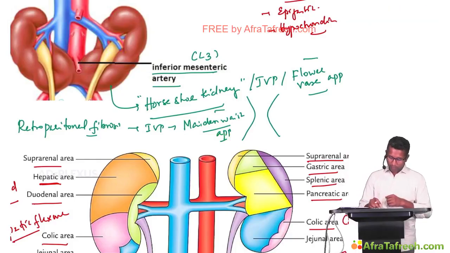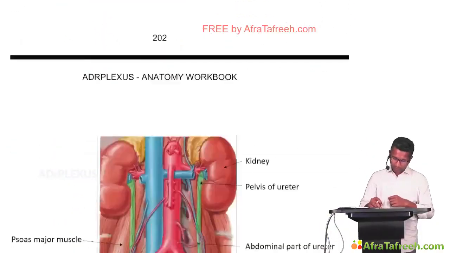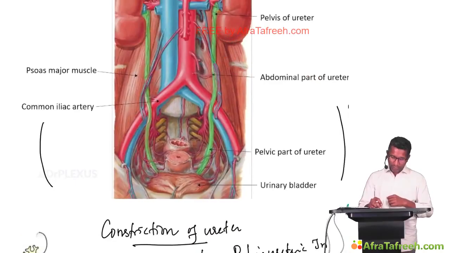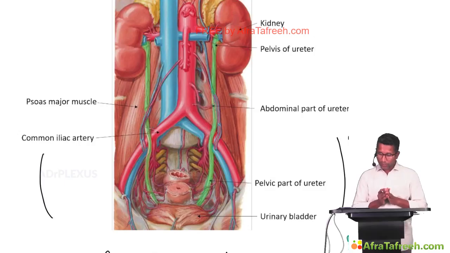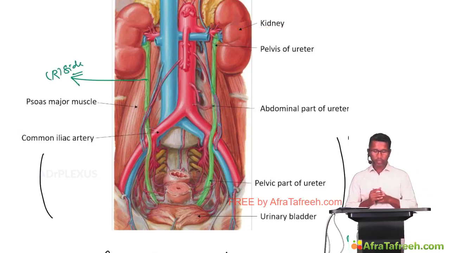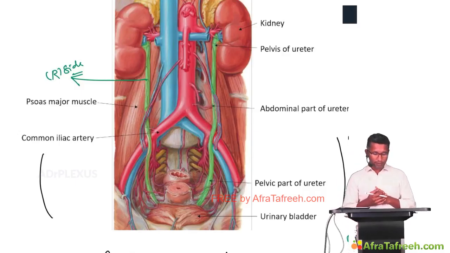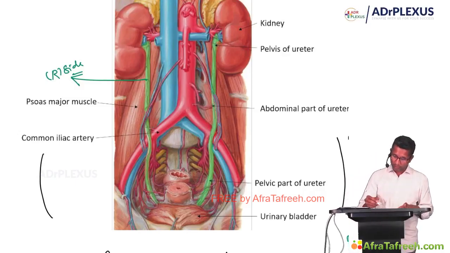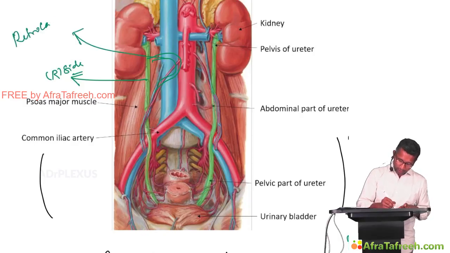Sometimes, if you see the relationship of the ureter, it is running to the right side of the inferior vena cava. Sometimes vena caval anomalies can happen, and the ureter can run behind the vena cava. That condition is called retrocaval ureter.